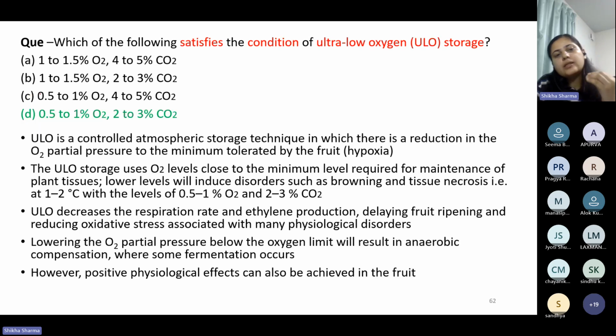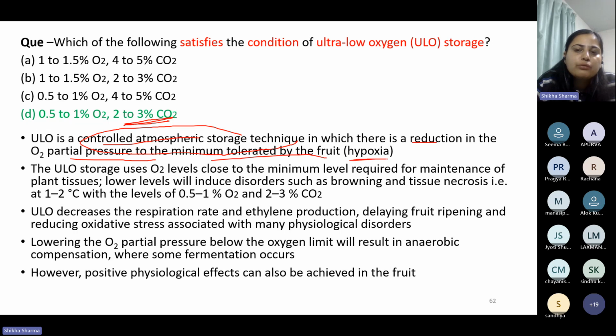So option D is correct. We have 2 to 3% CO2, not 4 to 5%. Ultra low oxygen is a kind of controlled atmospheric storage technique where there is a reduction in the O2 partial pressure to the minimum tolerance level of the fluid, which is the hypoxia condition. So there will be very low oxygen.